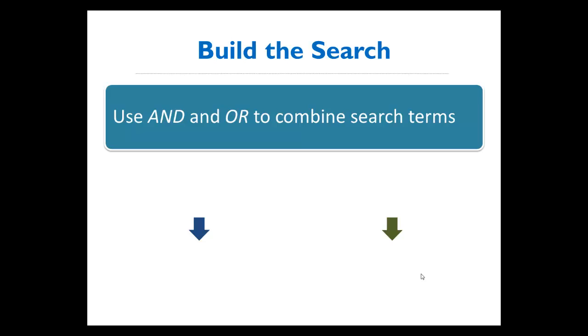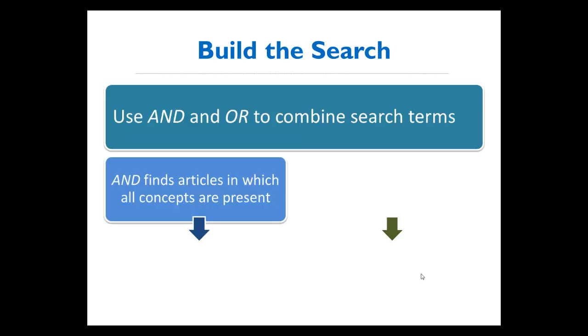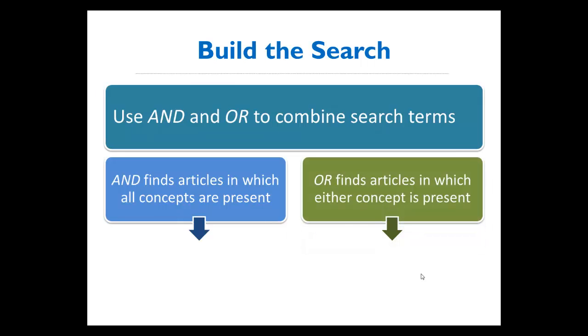Once you have identified the most important terms in your search and come up with a good list of alternate terms and synonyms, it's important to understand the most effective way to combine these search terms together. Using the connector words and and or will allow you to combine terms efficiently into a single search. Connecting words with and finds articles in which all concepts are present. Connecting words with or will find articles in which either concept is present.